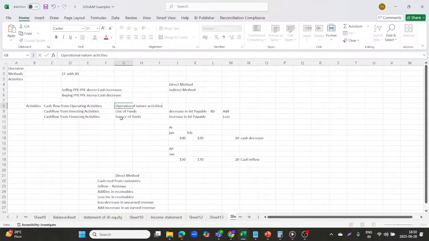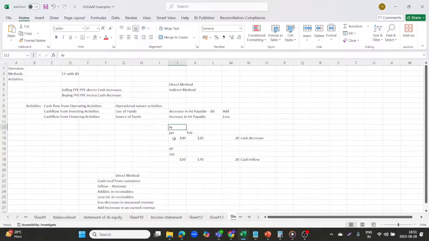Maybe there is an increase in your inventories, you are paying your accounts payable, or collecting your accounts receivable. Likewise other assets, and the increase in cash. So likewise you have to show the operational activities. We took an example: if there's a decrease in interest payable, we'll add it. If there is an increase in the interest payable, we'll reduce it.